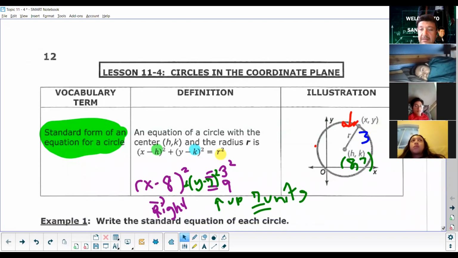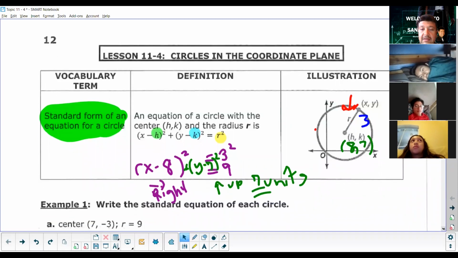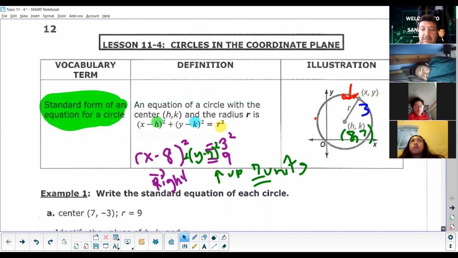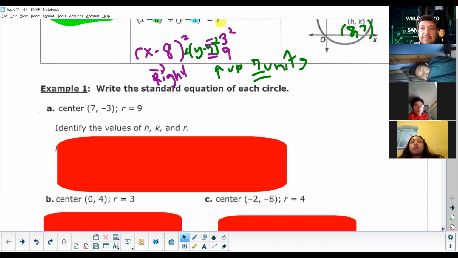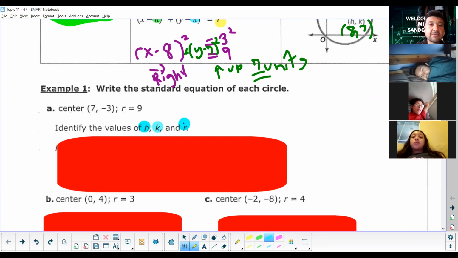Okay, let's see. We move down. All right, so let's go ahead and start with Max. Max, if I wanted to identify the values of H, K, and R, what would I do? Actually, let me change colors. H, K, and R. Can you identify those values for me? What would they be?